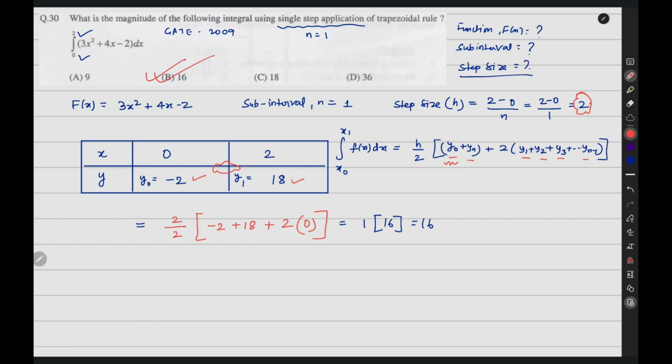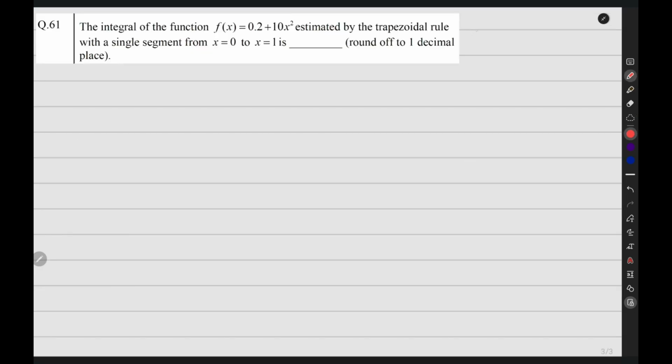Moving to the next question. This question came in GATE 2022 for 2 marks.